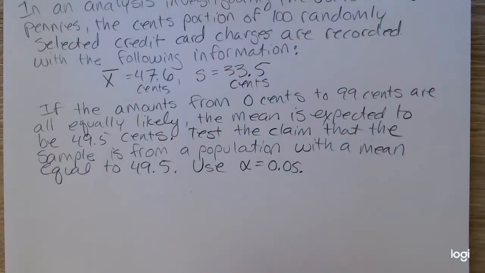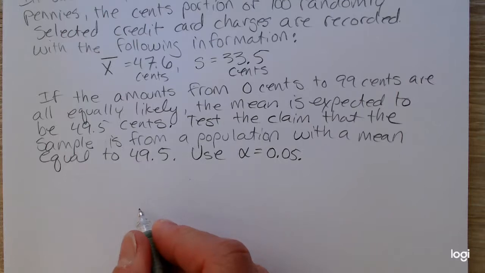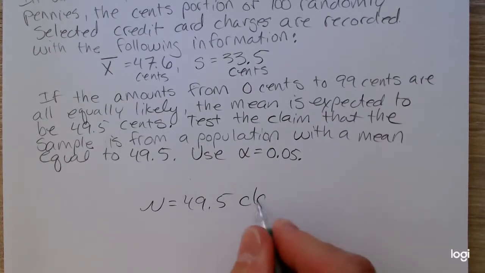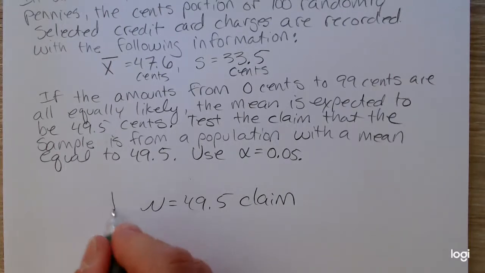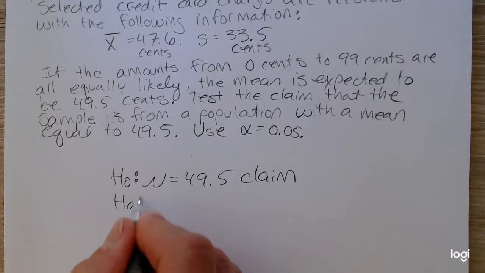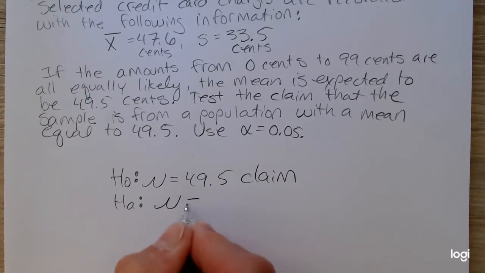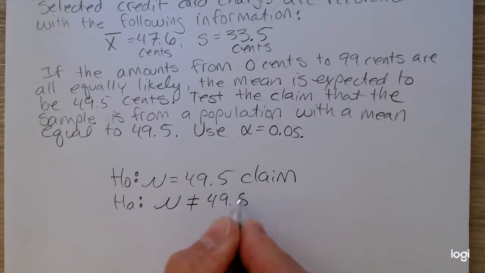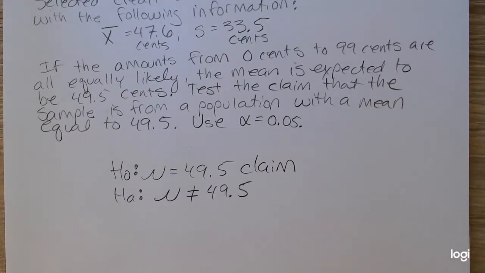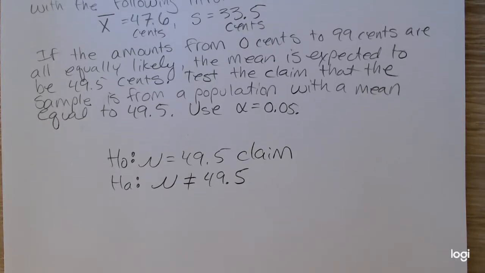Setting up the null and the alternative, the claim is that the sample is from a population with a mean equal to 49.5, so that's mu equal to 49.5. This is the claim. Because it contains the case of equality, it is the null. The alternative will be not equal to 49.5. No sense of direction is implied in the problem. And I'd like to use the p-value method for this example.